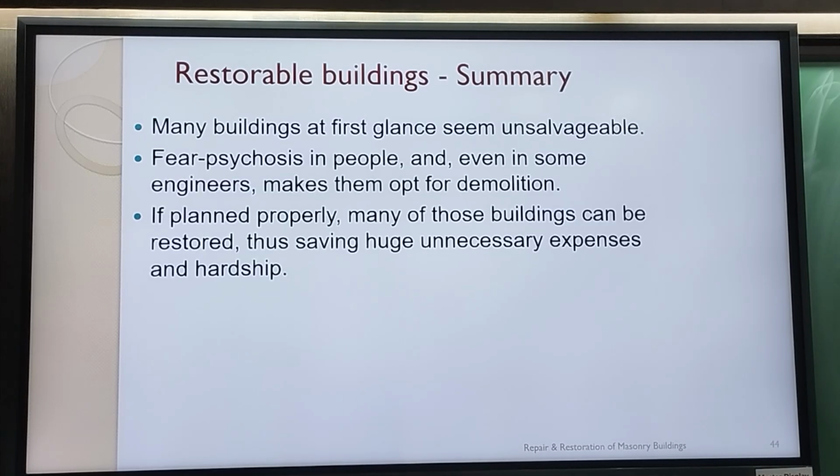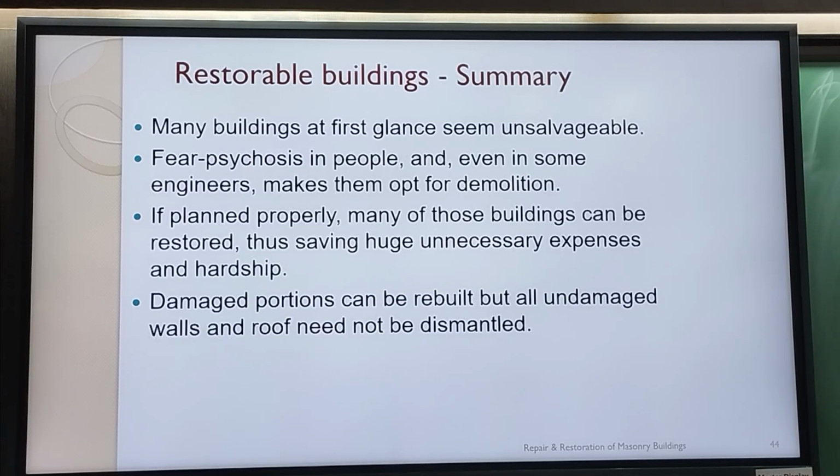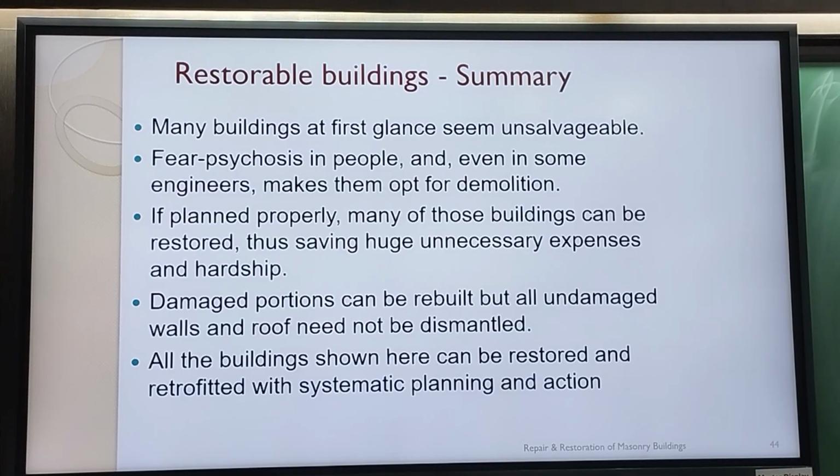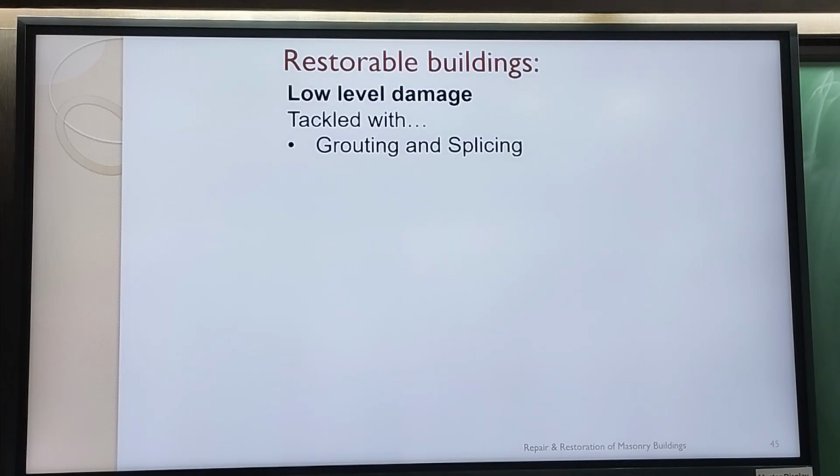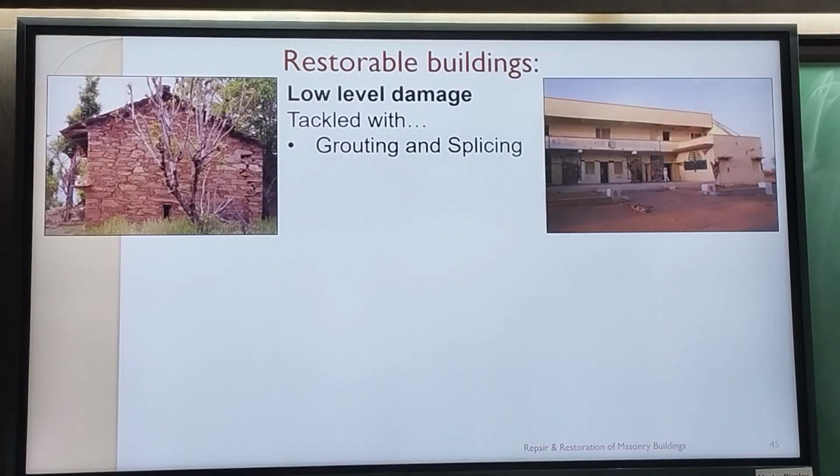And see, once something is dismantled, to put it back is going to take years, because you will never have enough money. Damaged portions can be rebuilt, but all undamaged walls and roof need not be dismantled. There are some more examples of buildings which can be restored and retrofitted. We'll talk about retrofitting next time.